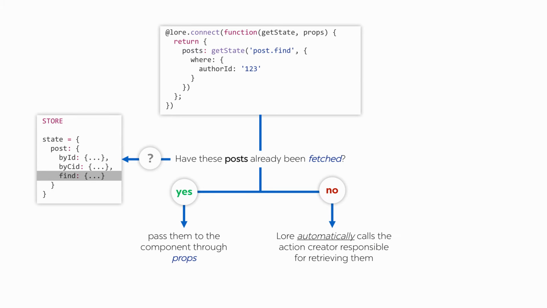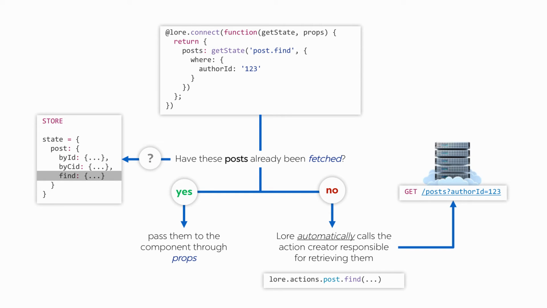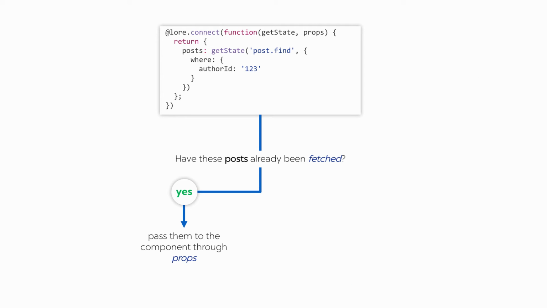If this data doesn't exist, it means the server hasn't been asked for that data yet, and in that case, Lore will automatically invoke the action creator responsible for retrieving that data. In this case, that is going to be the post.find action creator. This will cause an API call to be made to request the post with that author ID. Once this call returns, the store will update and the component will re-render. And this time, the post with that author ID will exist and the component will receive them through props.